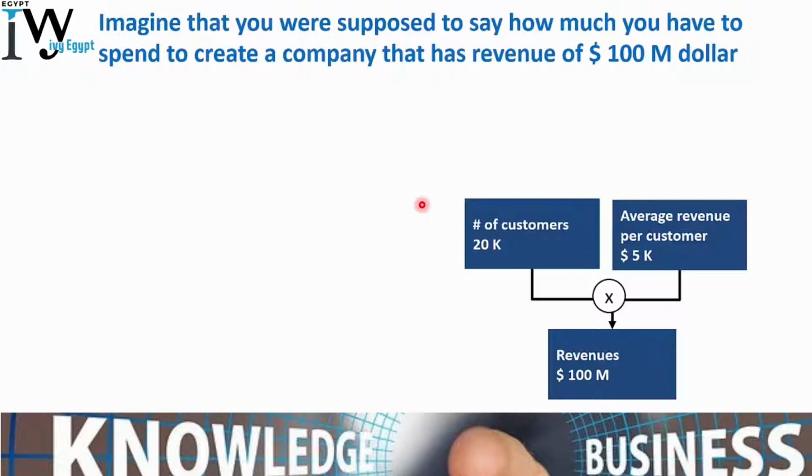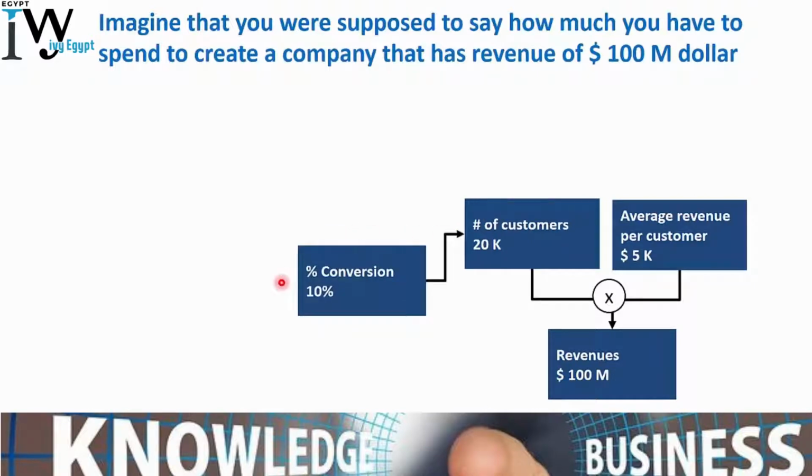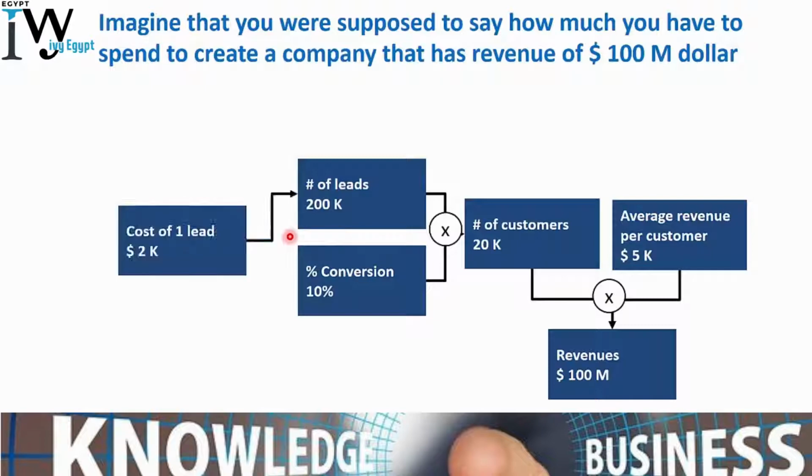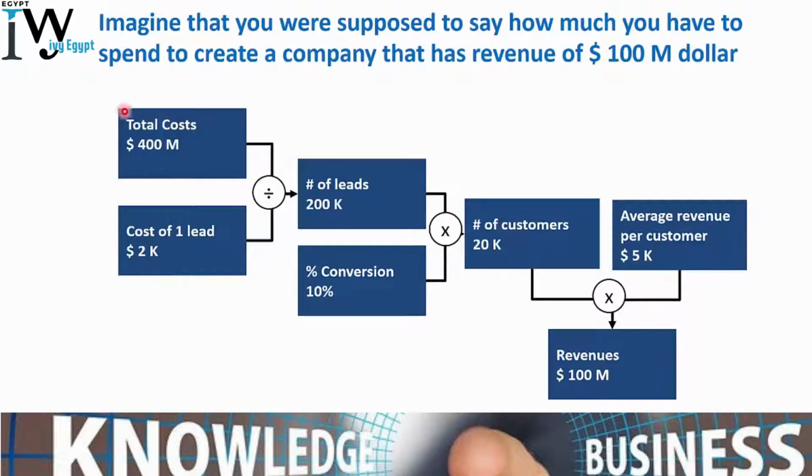Next, let's see how many leads we have to have in order to generate this number of customers. If we assume a conversion, so how many leads convert to customers, of 10%, this suggests that we have to have 200,000 leads. And if we assume that we spend on average 2K per lead, it would require us to invest 400 million in acquiring the leads that would lead us to 20,000 customers that, if they generate 5K each, get us our goal.